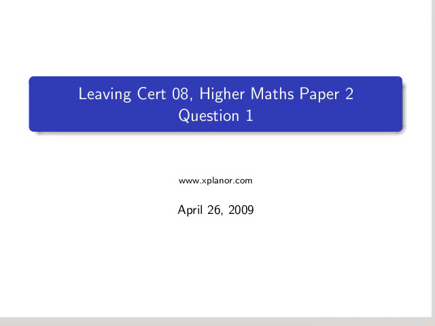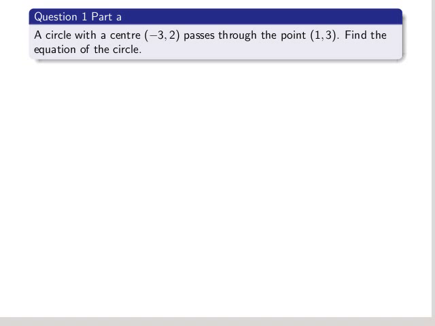Welcome to question 1 of paper 2 of the Higher Maths exam of the Leaving Cert 2008. Okay, part A. A circle with a centre minus 3, 2 passes through the point 1, 3. Find the equation of the circle.